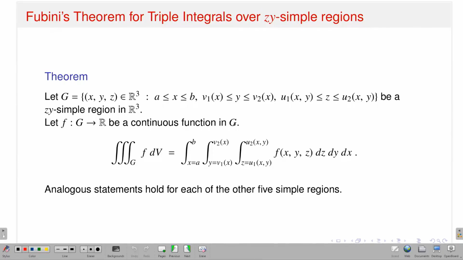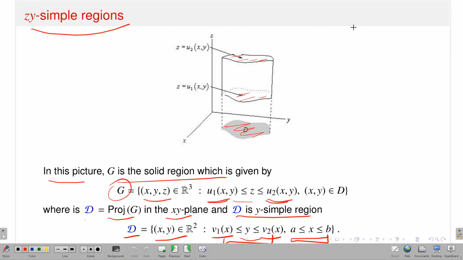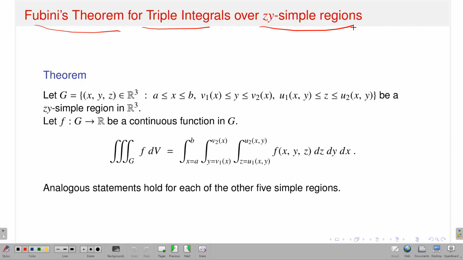Okay, so this is the example I have given. Oh, this is actually Fubini's theorem, exactly whatever I just said. Fubini's theorem for triple integrals over zy simple domains, or zy simple regions. Okay, zy simple region, it's clear. Now this is the theorem. Using that theorem, you can calculate your triple integral. So this is the statement of the theorem.